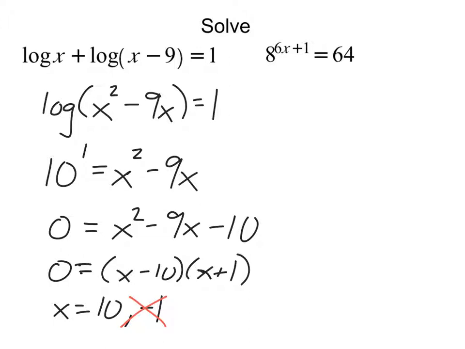All right, now on to the second problem. And on this second problem, there's two different ways you can do this. And it's kind of the algorithmic approach versus the instinctual approach. The algorithmic approach is I start with an exponential, so I'm going to turn it into a logarithm. And so I'd write it as log base 8 of 64 equals 6x plus 1.